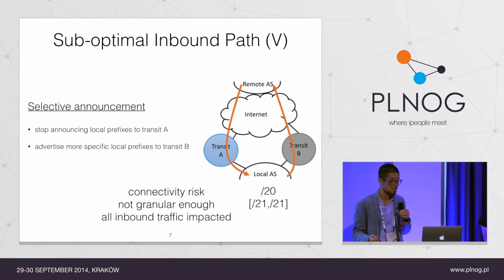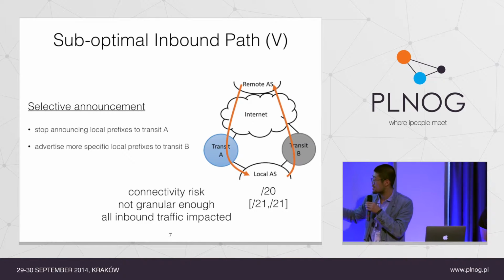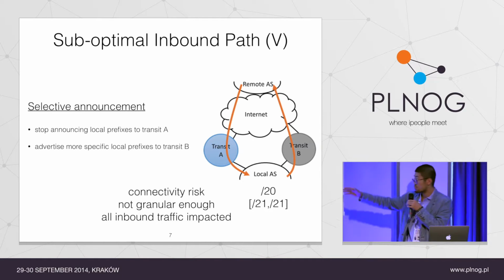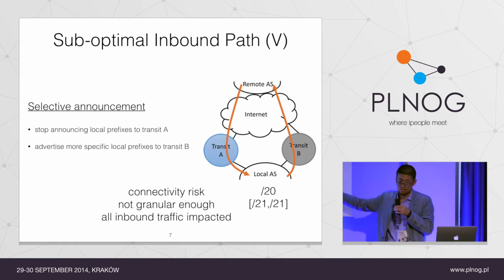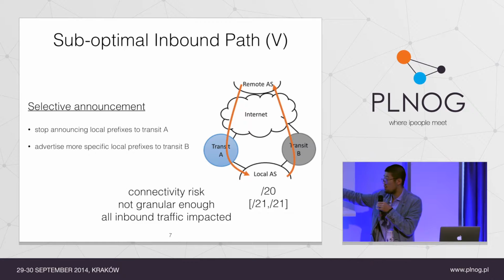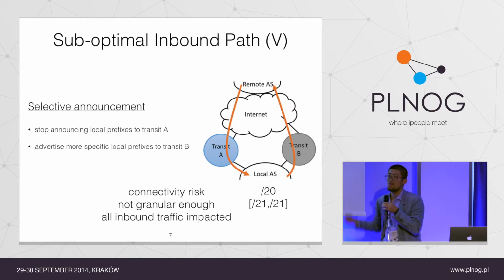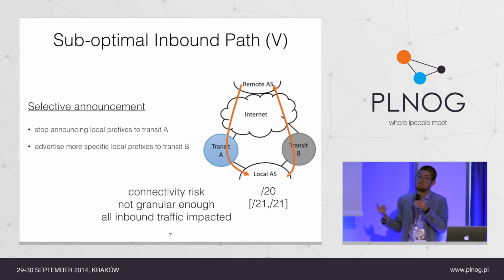You are true geeks, so I will pass this part. I will just go through this part really quickly. First, we have selective announcement, in 2 versions. In the first, the local AS can stop announcing its route to transit A, so all traffic will go into transit B. The problem is, first, we have a connectivity issue.